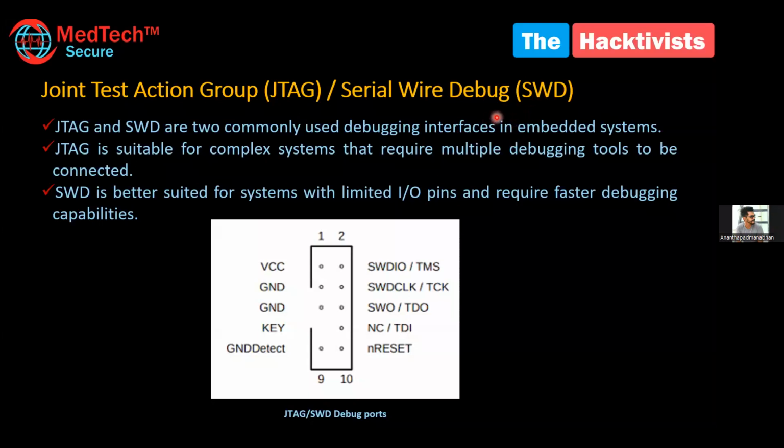Why do we say it is for small devices? Because in the case of JTAG we use separate input and output ports, but in SWD, as you can see, there is a single point, SWDIO, where both the input and output communication happen through a single channel. Since it happens through a single channel, handling a huge volume of data or using it in a high-end device might not be applicable.